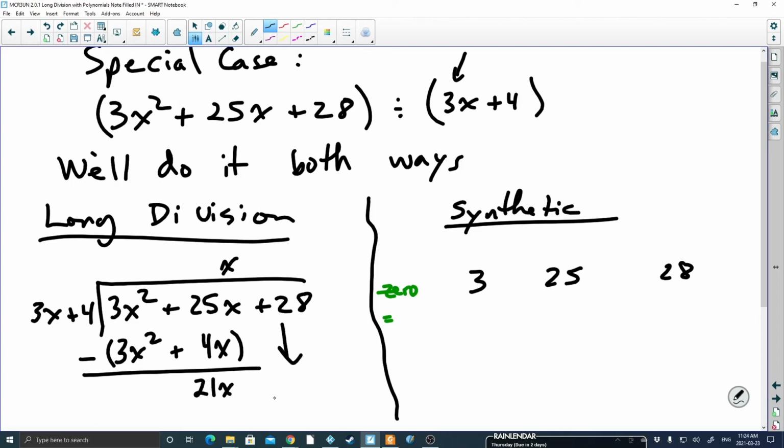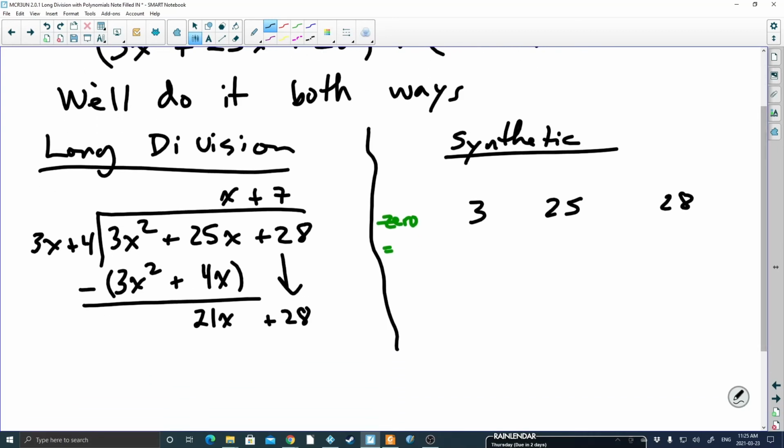I'm going to drop the plus 28. I've got to get rid of a 21x. I've got a 3x over here. I need a 21x to show up. I'm going to put a plus 7 here to do that. Plus 7 times 3x is 21x. Plus 7 times 4 is plus 28.